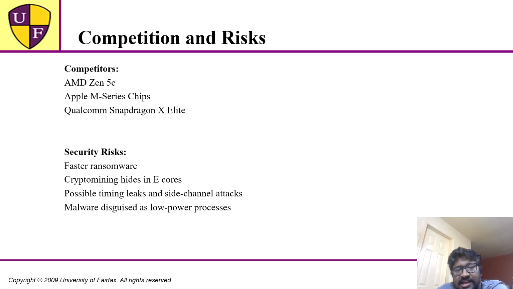Now let's discuss the security risks. Faster processors mean faster malware. For example, ransomware can encrypt files in seconds. Attackers can use E-cores to run crypto mining in the background without being easily detected. There is also a lot of risk of side channel attacks, where data leaks through tiny timing differences when switching between P and E cores.